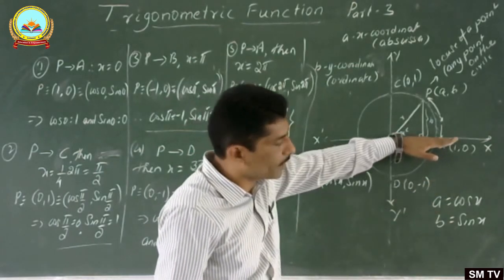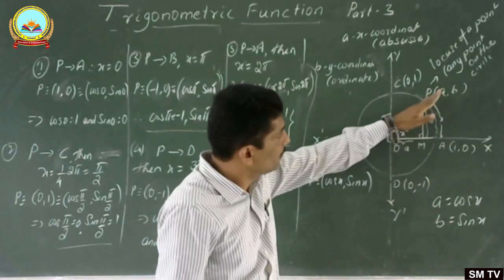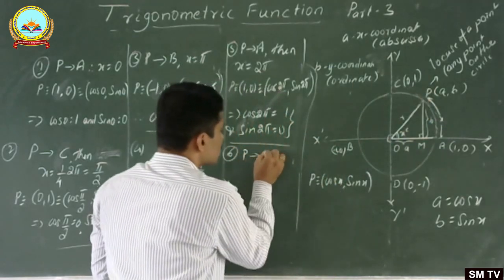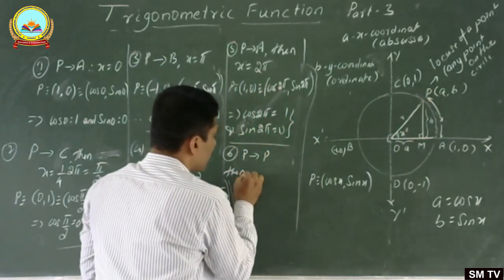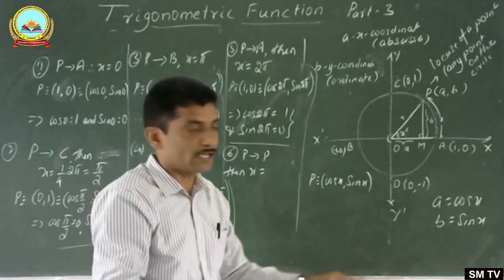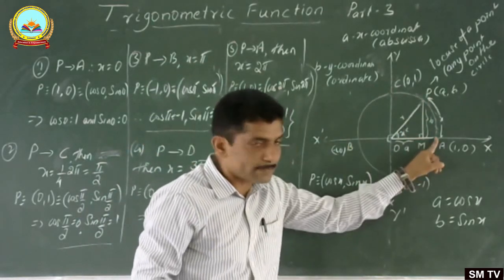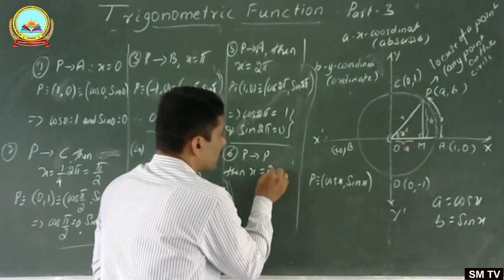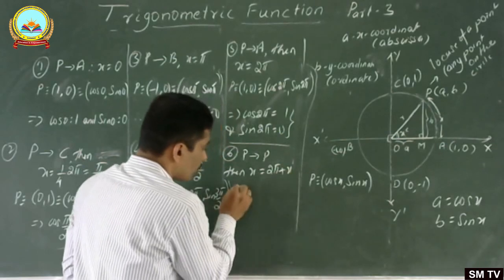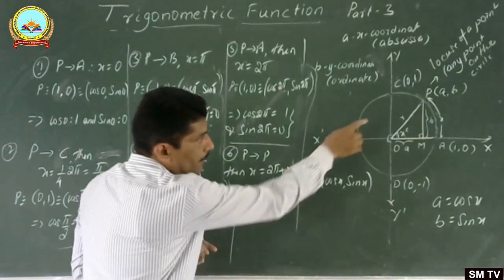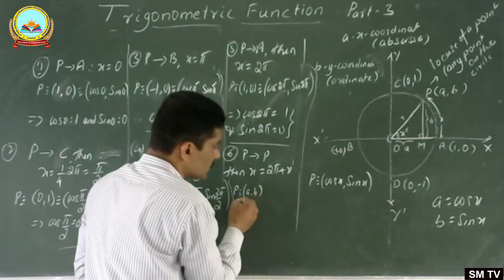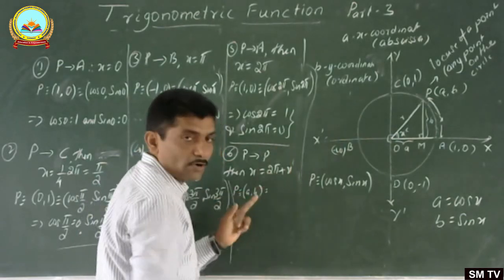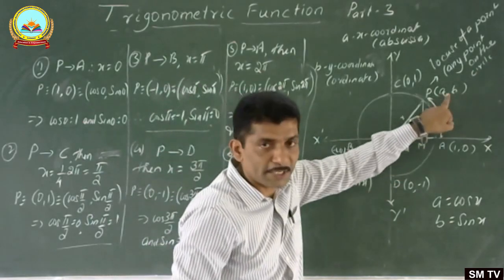Suppose after rotating one complete revolution, P coincides with P. If P coincides with P, then the value of x is increasing. After one rotation, the value is equal to 2 pi plus x. Then the coordinate of P is A comma B. What is A comma B in coordinate form?